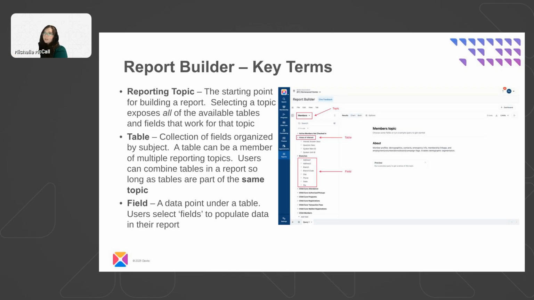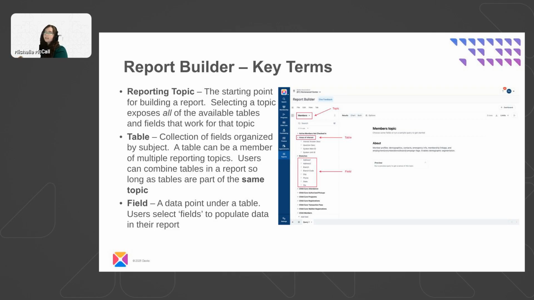A reporting topic is the first thing you're going to select when you're starting a new report. You select the topic, and then that will show you all of the tables and fields that are available within that topic to work with. So a single report can have multiple queries, and one query will only use one topic. But the topics, many of them include a wide range of tables. So you choose the topic first, and then that will expose all of your options.